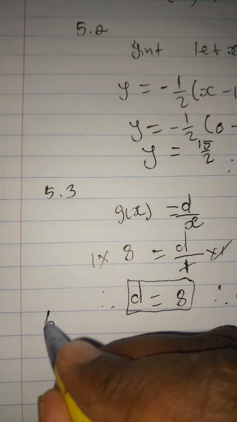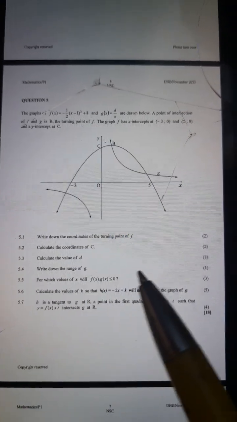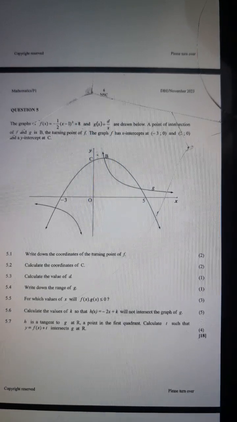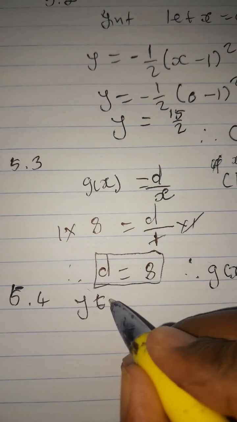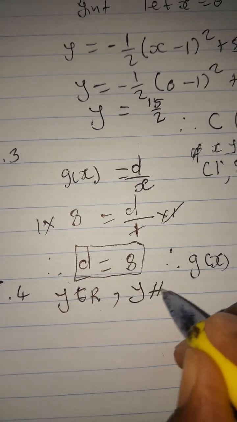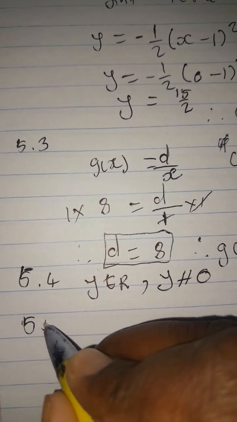So at 5.4, they require us to write down the range of g. Yes, you are required to write down the range of g. It's also 1 mark. The range of g is going to be y in R, because we're talking about a hyperbola there. So for a hyperbola, it will be y in R and y can't be 0. Let me put that into practice. So in other words, it will be y is an element of the real numbers, comma, y is not equal to 0. So that will be our range in this case. So let's go to 5.5.